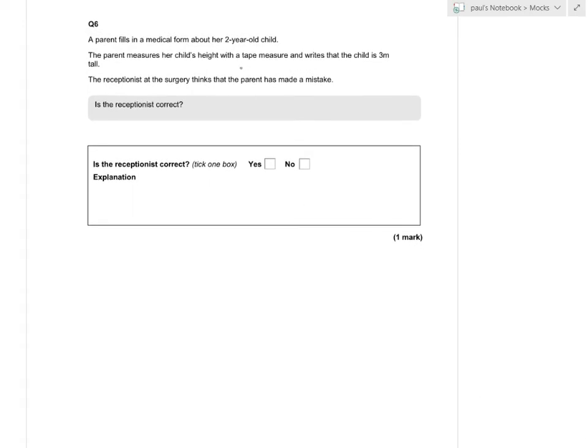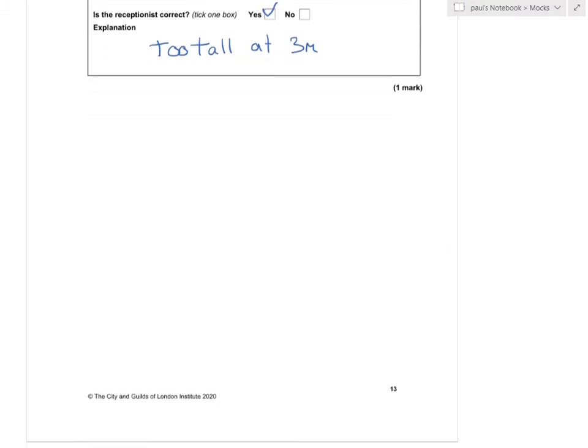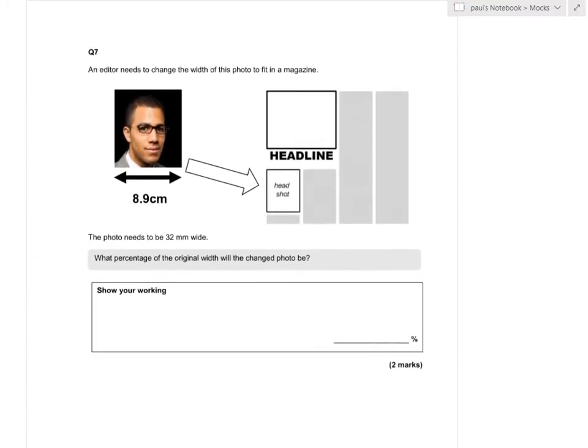A parent fills in a medical form about a 2-year-old child, measures the height and says that the child is 3 meters. Whoa! The receptionist thinks the height isn't correct because it's too tall. At 3 meters, that's huge. It's a huge child.